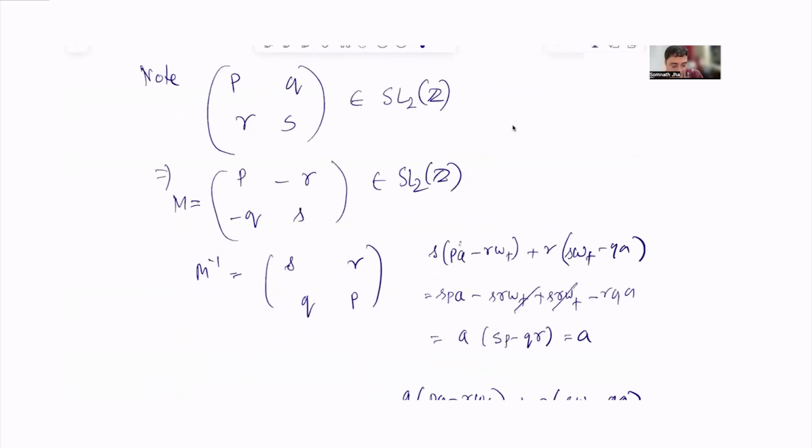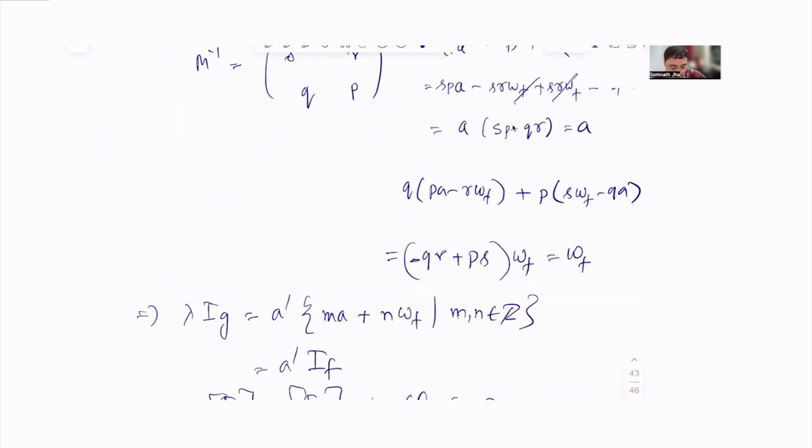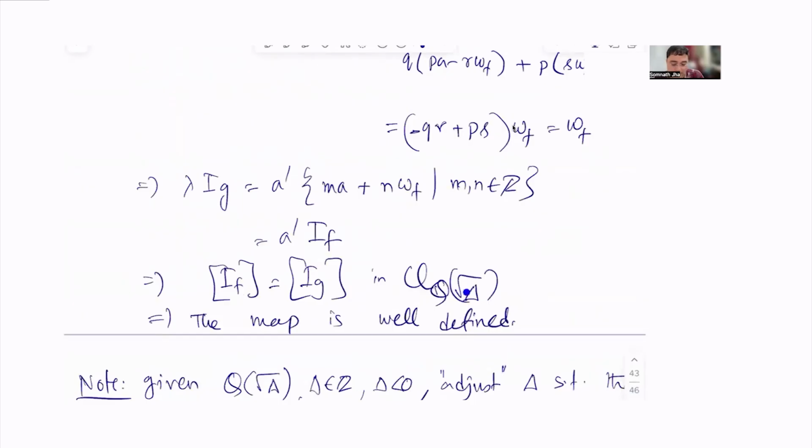So here, what was the crux of the argument? PQRS is an SL2Z matrix, a 2 by 2 integer matrix invertible over Z. So this map is clearly well defined. Okay, so we proved well defined. Next time we'll see injectivity and then we'll see the surjectivity.